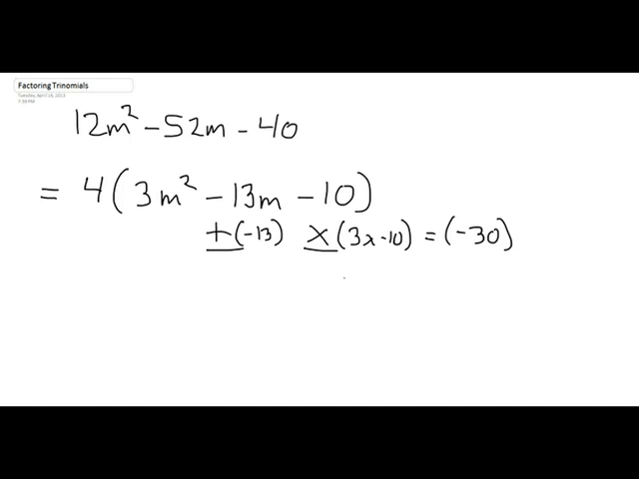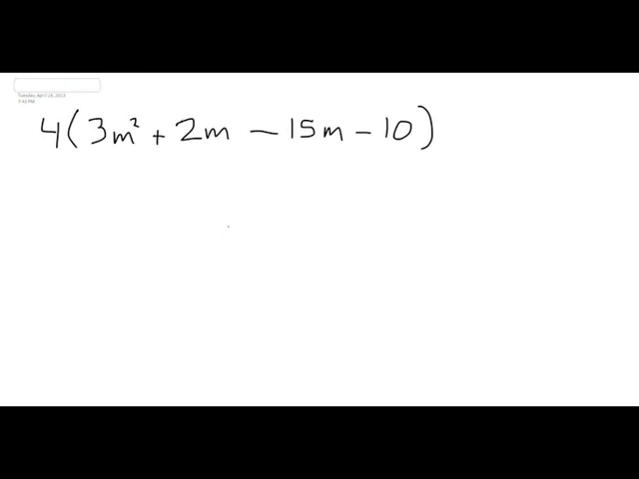So in this case, what might spring to mind is, for instance, 3 and 10, but the only way they could add to make negative 13 is if they're both negative, and that's not going to work. So what about negative 15 and positive 2? Adding these together will definitely give you negative 13. So what we do now is we're going to split up negative 13m into negative 15m plus 2m. So give this step a shot on your own.